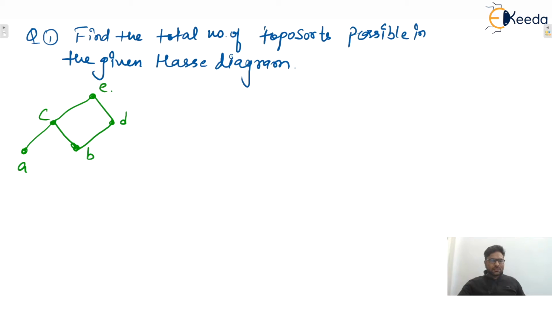So yes, we can say delete the minimal element. Here you can see two elements are minimal, B and A. Minimal means nothing below, isn't it? So first, let's say delete A first. Then in the remaining diagram, what will be the minimal? Next minimal, that is B.